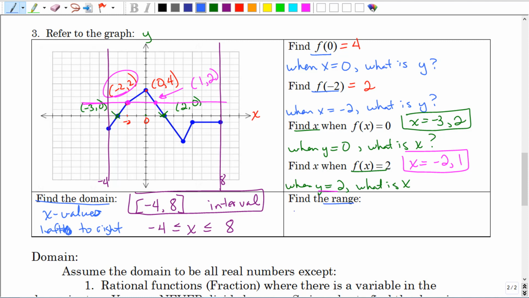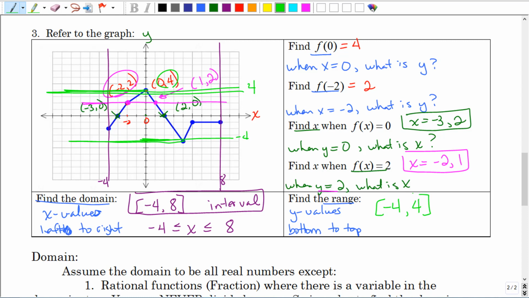Okay, what's the range? Those are my y values. And this is a little bit backwards to us because we really want to go from the bottom, because that's the lowest, to the top. So how low does this function go? How high does this function go? So here's my lowest point. Here's my highest point. So my lowest y value, 1, 2, is negative 4. And my highest y value is positive 4. So my range goes from negative 4 to positive 4.